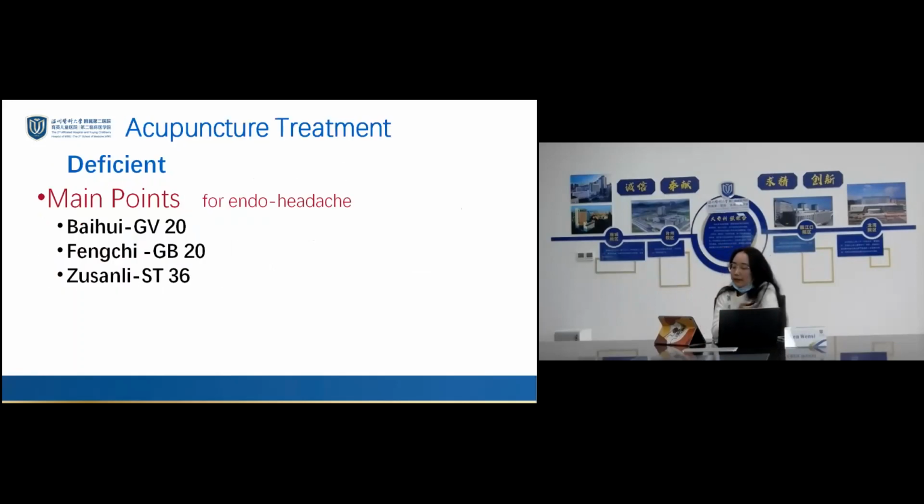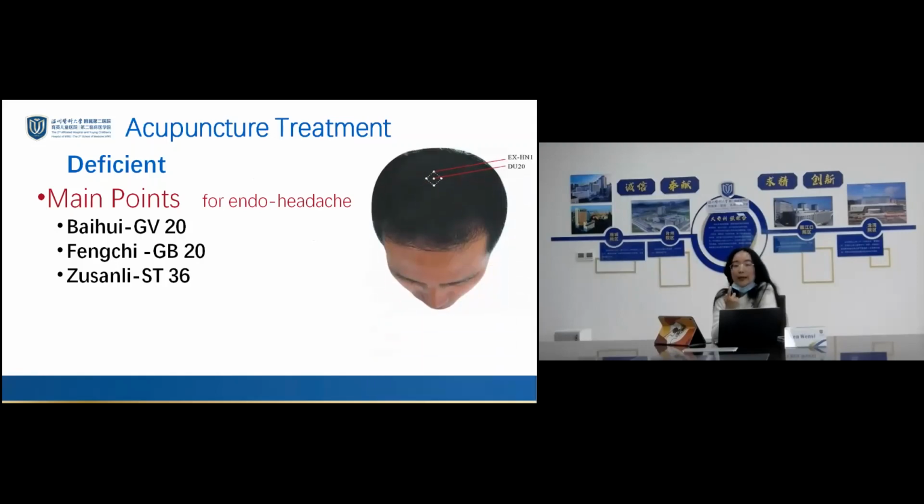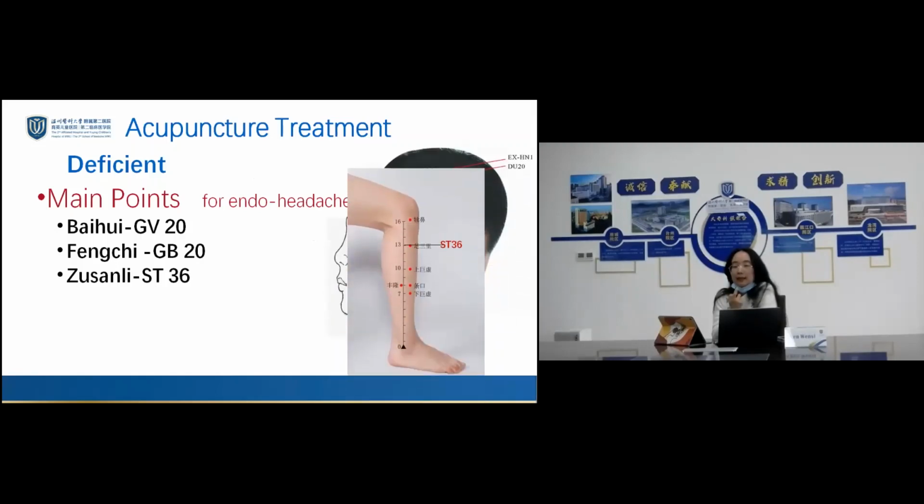And then if it's a deficient endo headache, you can choose first Bai Hui as well. Then you choose Feng Chi gallbladder 20, and then another different point is the Zhu Sanli stomach 36. This point is located on the lateral side of the lower limb, 3 cun below the stomach 35, and 2 finger gaps away from the tibia bone, the tip of the tibia bone.